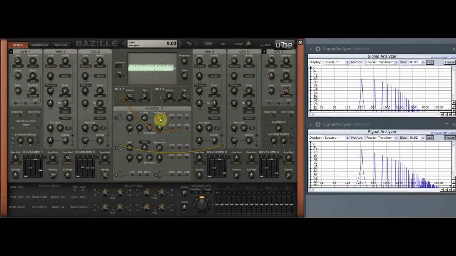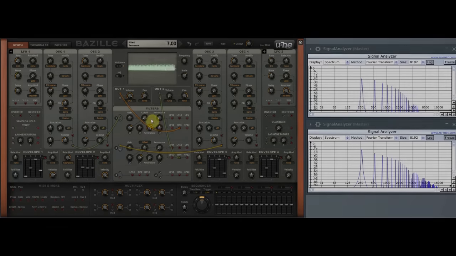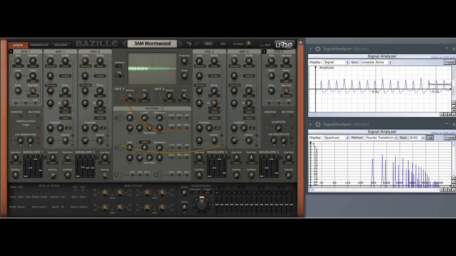The filter's resonance emphasizes the cutoff frequency only slightly, as it is adjusted to 9% only. And lastly, output 1 is completely turned to the left stereo channel.